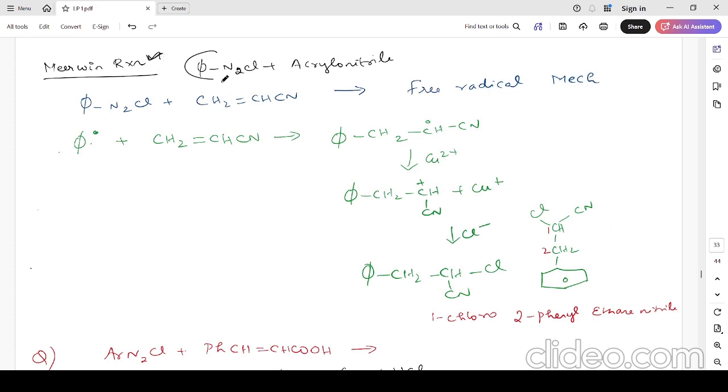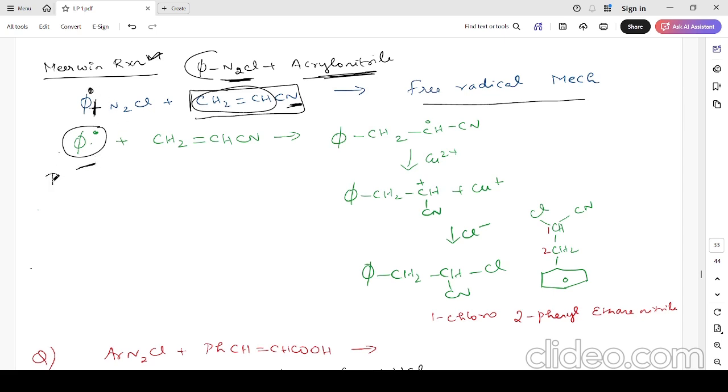Meerwein reaction. Benzene diazonium chloride plus acrylonitrile. Acrylonitrile has the following structure. This is an acryl unit: CH2 double bond CH bonded with nitrile. This undergoes a free radical mechanism here. Though this free radical is not that stable, still it is formed. So this is undergoing homolytic cleavage, so that the phenyl free radical is formed here.